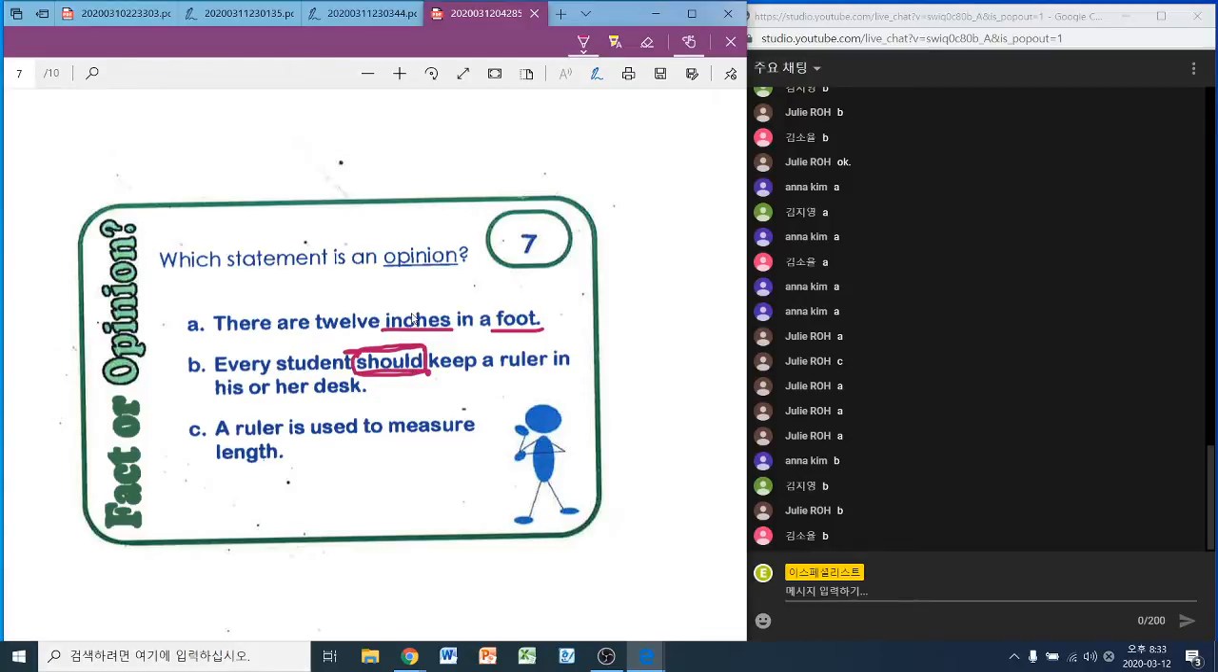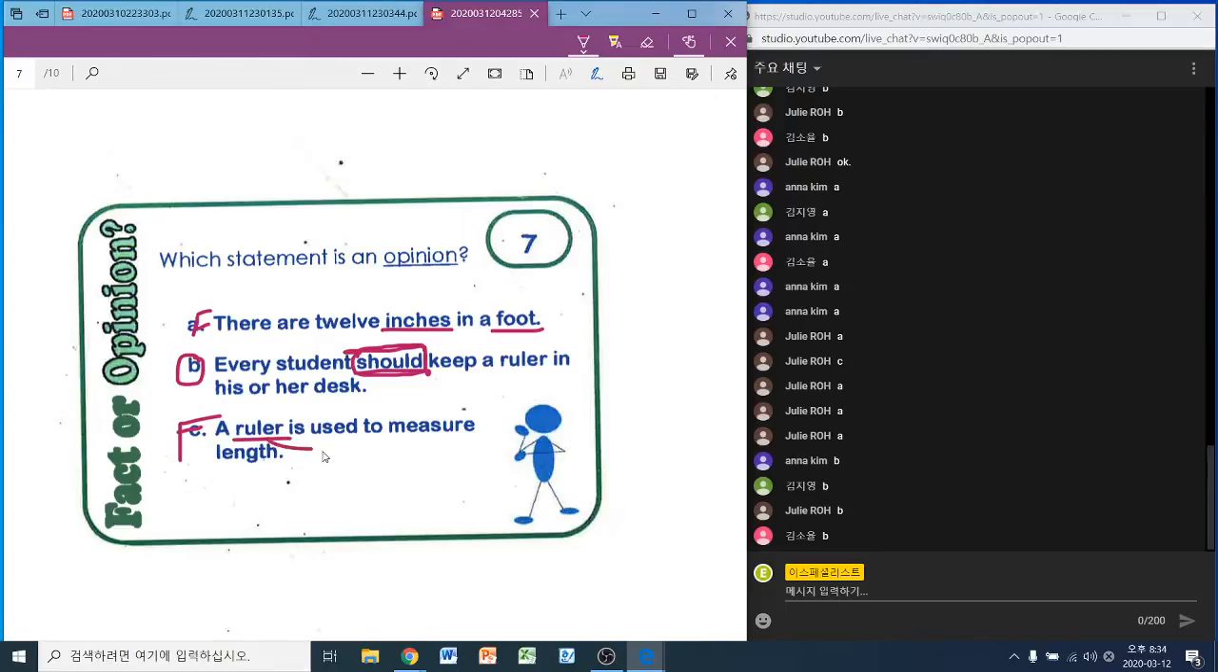Okay, 12 inches in a foot. We can check this. We can look at a ruler and we know this is true. This is a fact. Every student should keep a ruler in his or her desk. We cannot check that. That's just an opinion. That's just what they think. A ruler is used to measure length. That is a fact, right? We can check that in an encyclopedia. What is a ruler? A ruler is used to measure length.